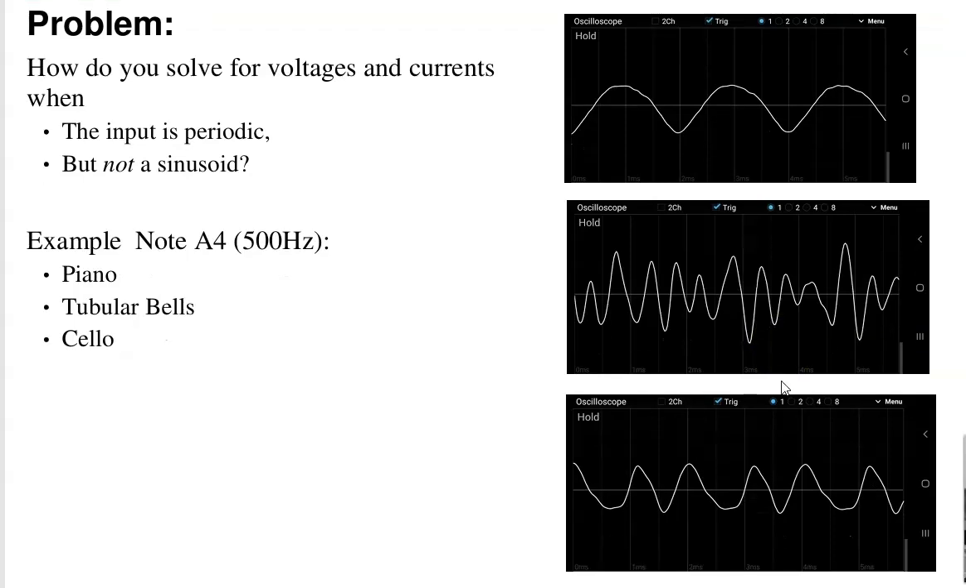So here's a problem for you. Suppose I've got a system where the input is periodic, but it is not a sine wave. For example, if you take the note A4, what the note looks like is different depending upon what instrument's playing it. This would be a piano, note A4, tubular bells, a cello. Same note, same frequency, but different wave shape. How do I analyze a filter that has these different inputs?